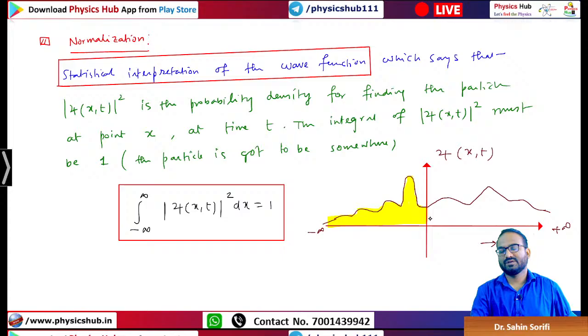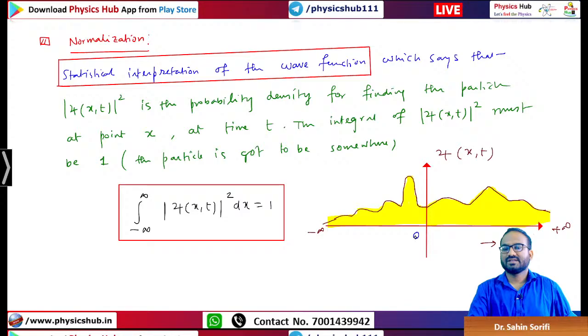Because at any place the particle will be there. If not here, then at any place it will be here. If you scan the whole space from minus infinity to plus infinity, the particle will definitely be there. That is a certain event. That is why the total probability is 1. If you integrate from minus infinity to plus infinity, you are certain that you will get the particle. That is why this integration is 1.